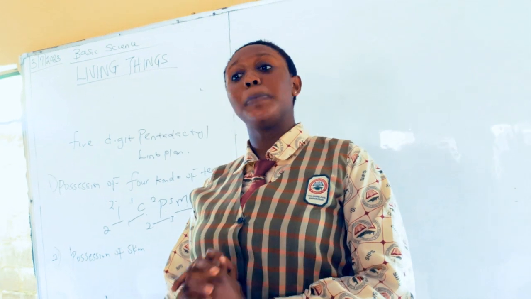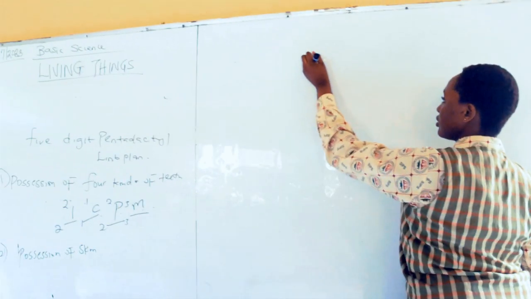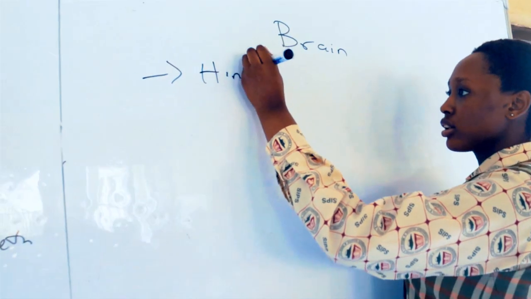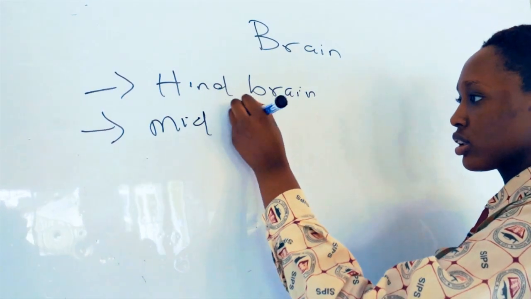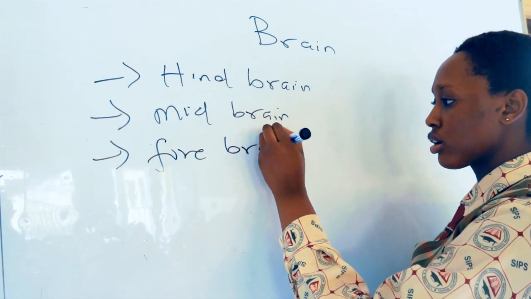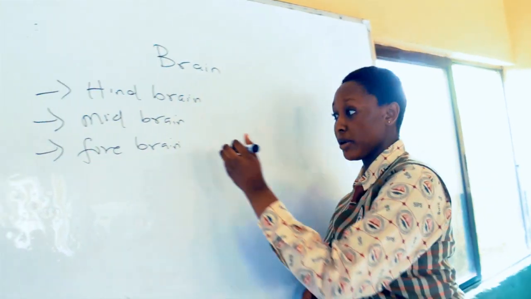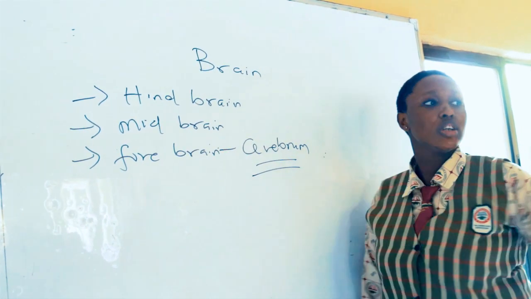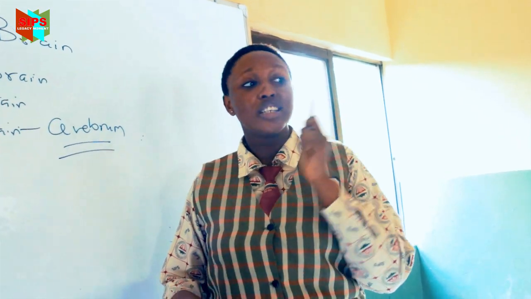And the brain is divided into 3 parts: the hindbrain, the midbrain, and the forebrain. The largest part of the brain is the forebrain because it has the cerebrum. And this cerebrum is what causes the uniqueness of we humans, because the cerebrum is like the brain itself. The cerebrum is our thinking faculty.